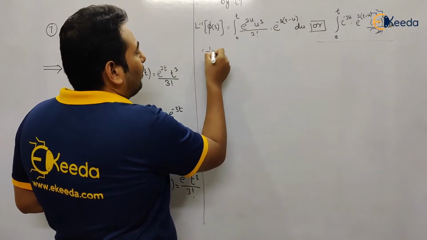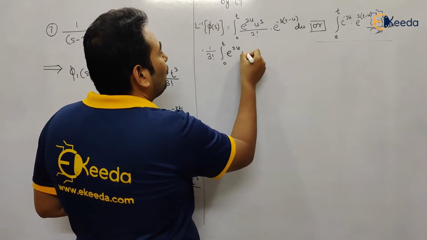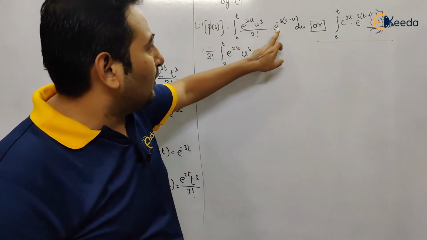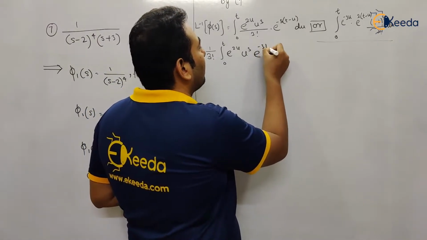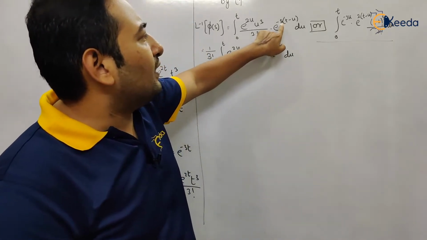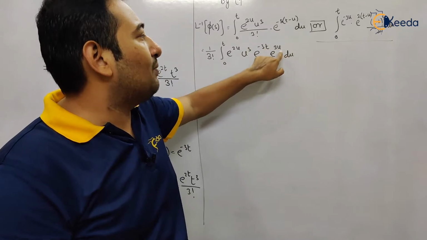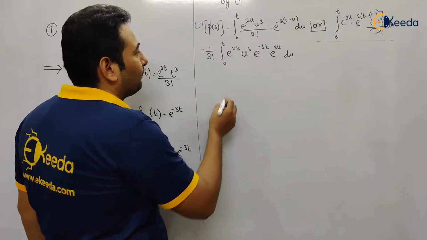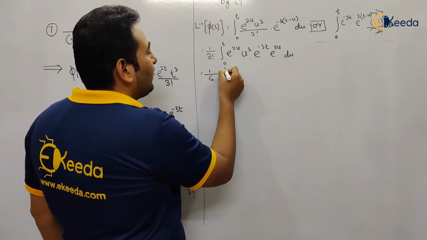1 upon 3 factorial, obviously it's a constant, will come out. This is e raised to 2u into u cube. Next, if you open this, it is e raised to minus 3t into e raised to 3u du. See here, e raised to minus 3t, and if you open this, minus minus will become plus, and this will be 3u. What next? This is 1 upon 6, integral 0 to t.